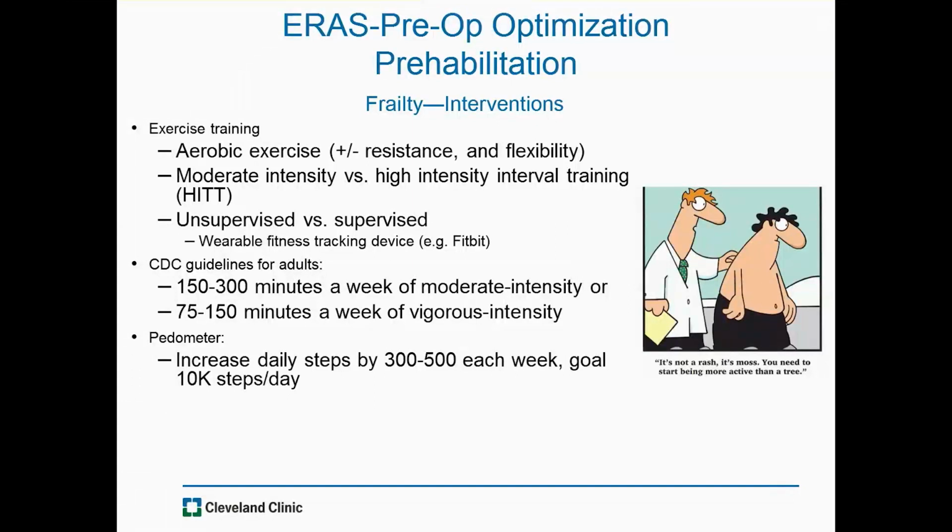And somewhere in between would be where the patient does it unsupervised but wears a Fitbit or other fitness tracking device that can then communicate with the medical team, and the progress can be monitored. In terms of the goal, really we ask our patients to go along the CDC guidelines of performing 150 to 300 minutes a week of moderate intensity, or 75 to 150 minutes a week of vigorous intensity. So that's quite a steep curve there for patients who are a bit frail at baseline.